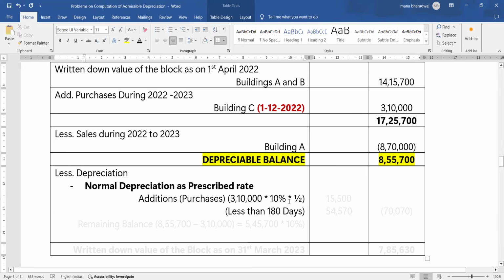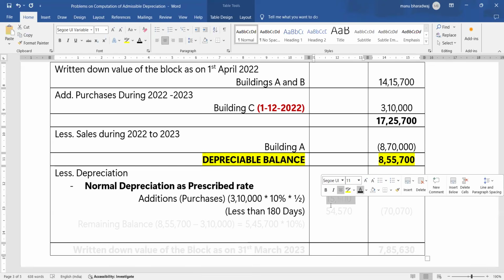So 10% into half. So 3,10,000 into 10% into half will be 15,500.